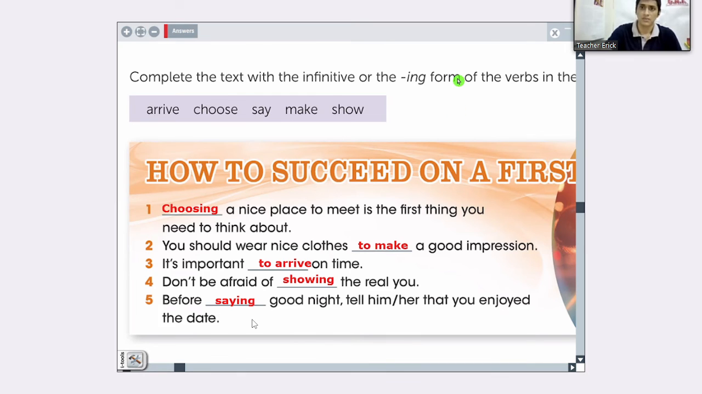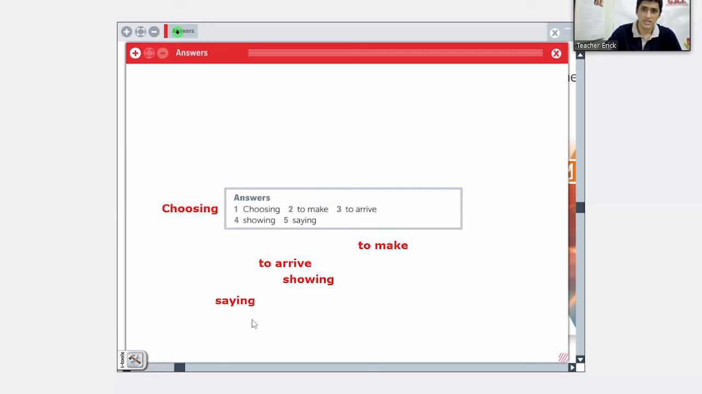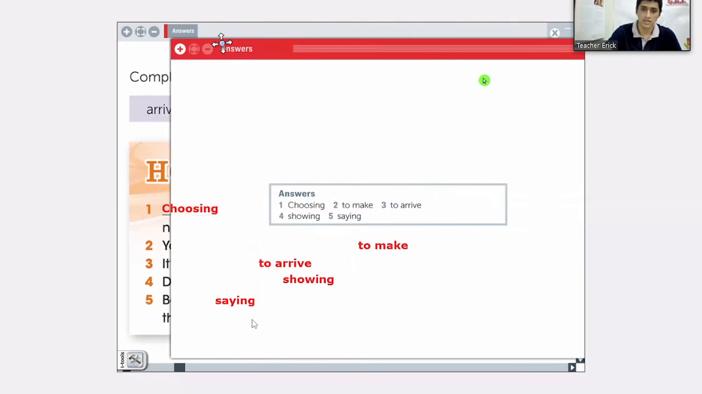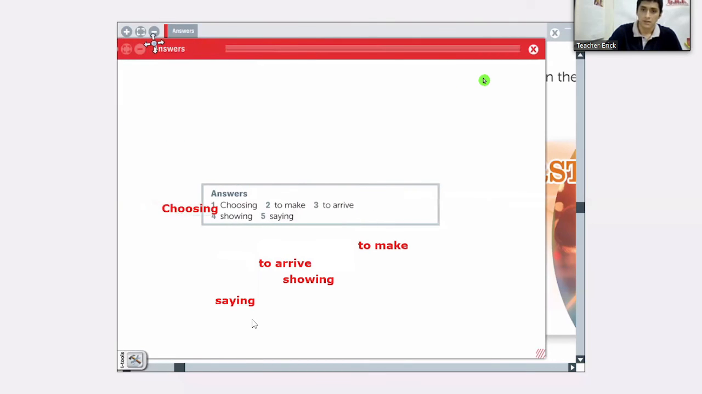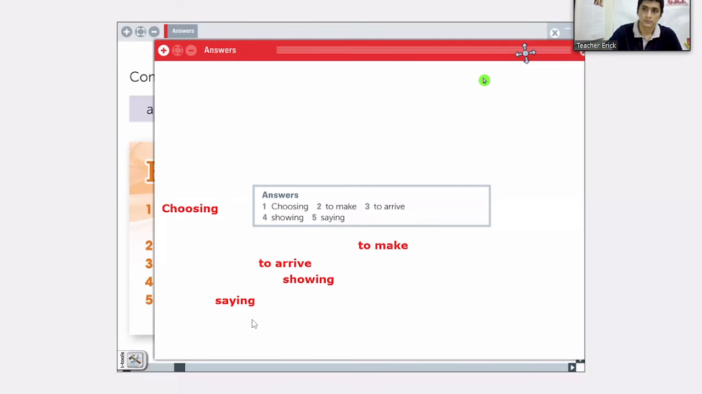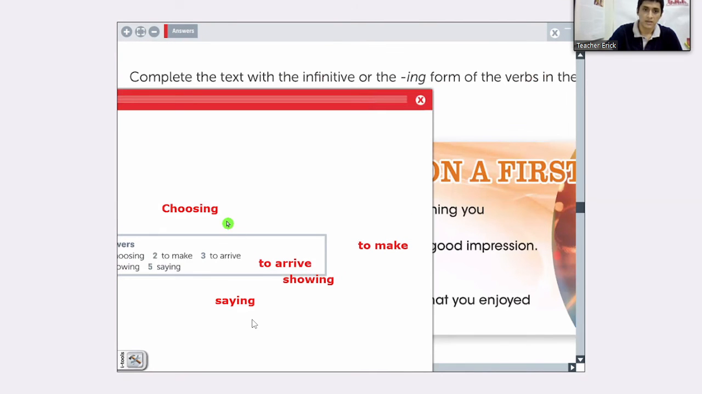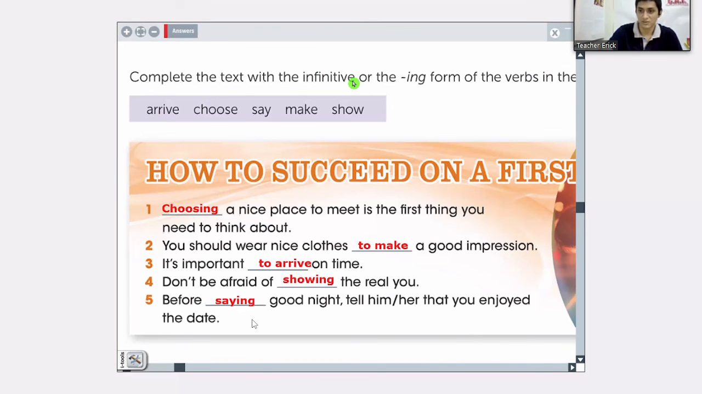So I'm going to show you the answers now. Okay, so number 1, choosing. Number 2, to make. Number 3, to arrive. Number 4, showing, and saying the last one. So all of them are correct now. Now you have here 5 tips in order to succeed on a first date. Ya saben, sigan los 5 pasos.